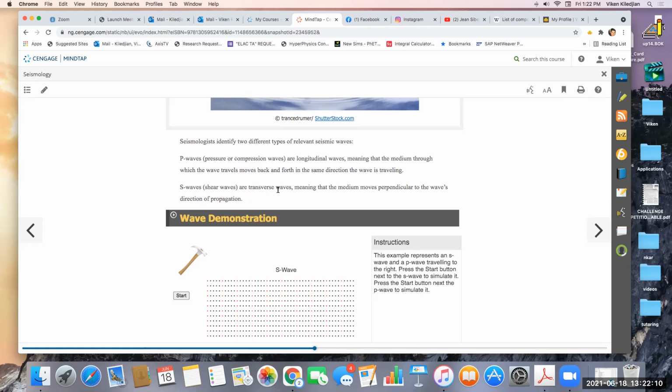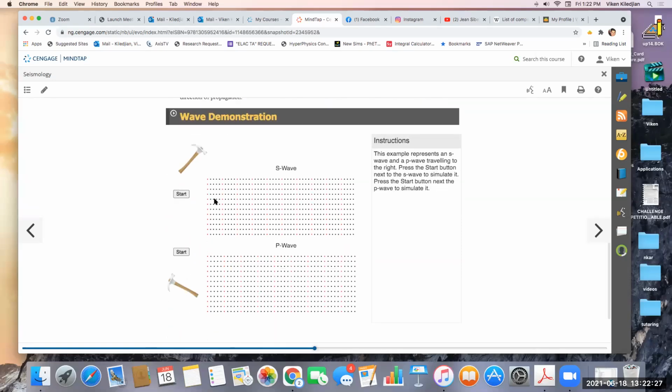S waves are transverse waves, meaning that the medium moves perpendicular to the wave's direction of travel. So S is perpendicular, and P waves are longitudinal, which means parallel. So let's look at a simulation here. This would be an S wave.